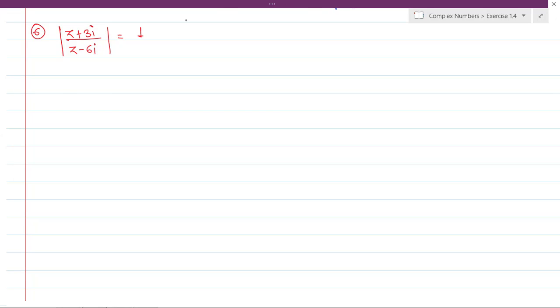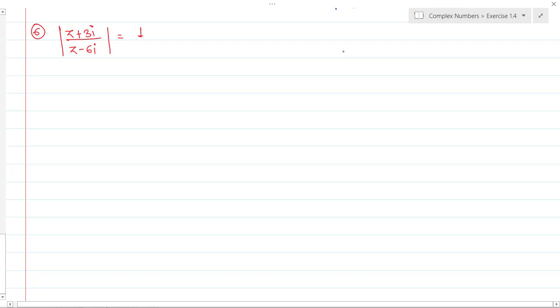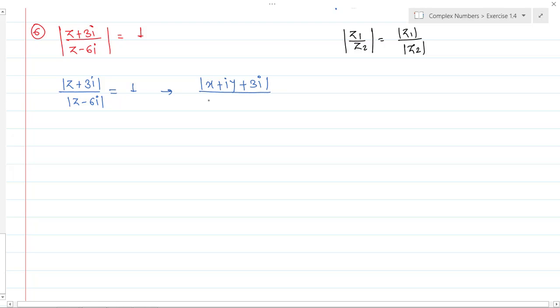During the properties of the complex number, what we have studied is mod of z1 by z2 equals mod of z1 upon mod of z2. Using this property, I can write mod of z plus 3i upon mod of z minus 6i equals 1. Let's replace this z by x plus iy. So mod of x plus iy plus 3i divided by mod of x plus iy minus 6i equals 1.